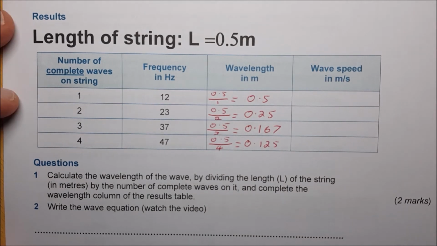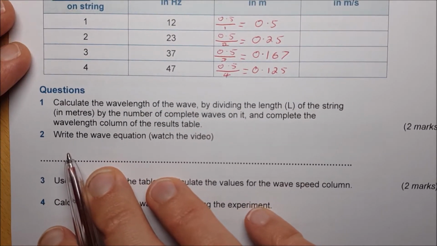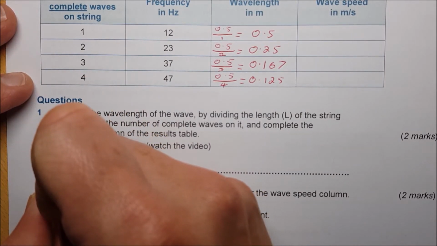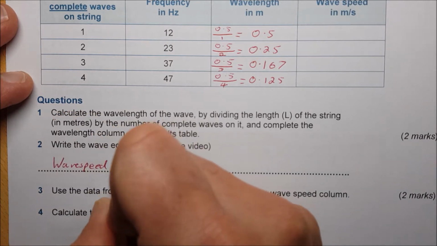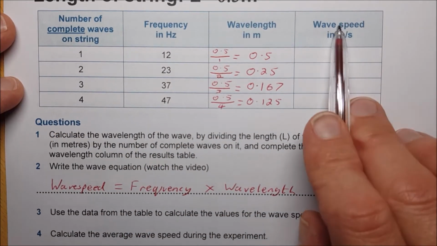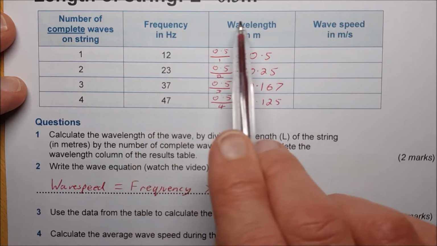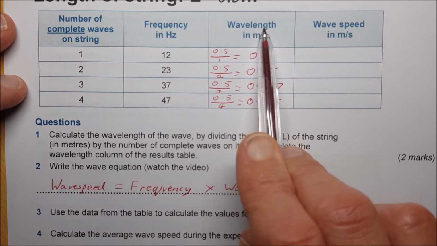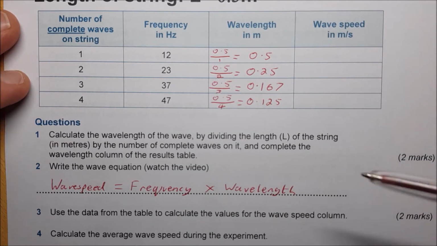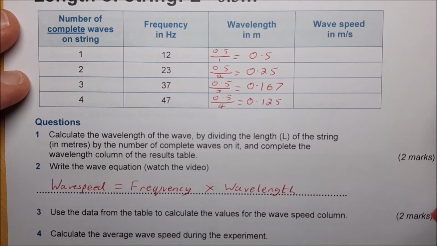Now, when you've got that, we've got to write the wave equation. The wave equation is wave speed equals frequency times wavelength. So, we've got wave speed, we've got frequency, and we've got wavelength. For each of those, we would work it out. And this time I haven't asked you to show all your working. We've done some of these before. So you just need to go into this section here, work it out on your calculator, get your answers in.